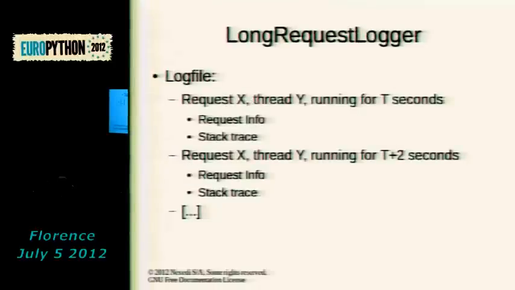That's why I built long request logger. It dumps into a log file this information for each request that is slow. The following request with this URL and these variables running on thread with ID Y is running for t seconds, and then an information from the request, not only the URL, but form values and the authenticated user and things like that, and the stack trace. And again, 2 seconds after that, if we configure the system for 2 seconds, you get the same information, but now at a point in the future.